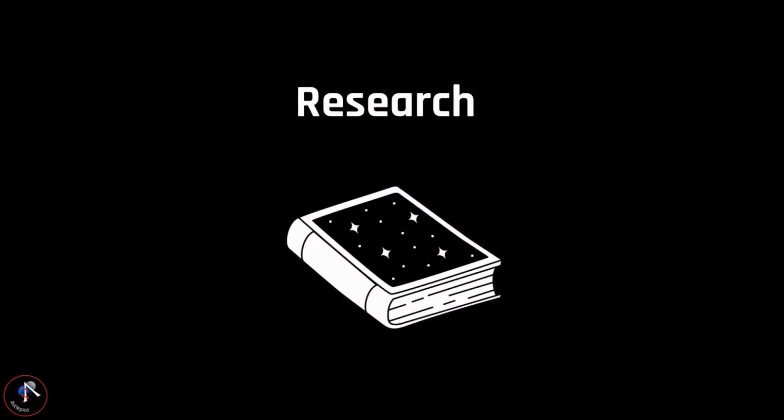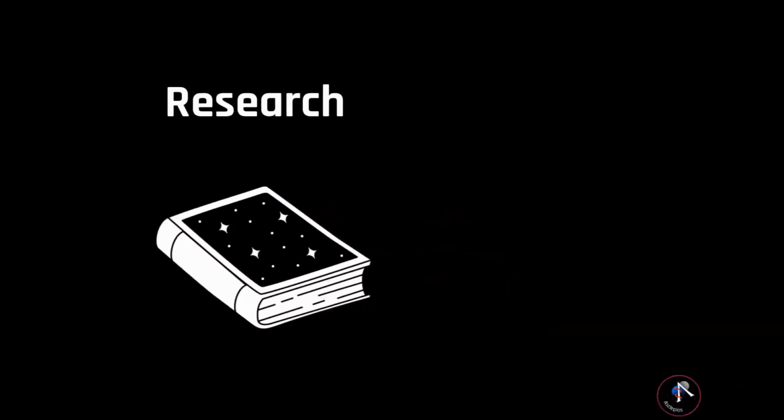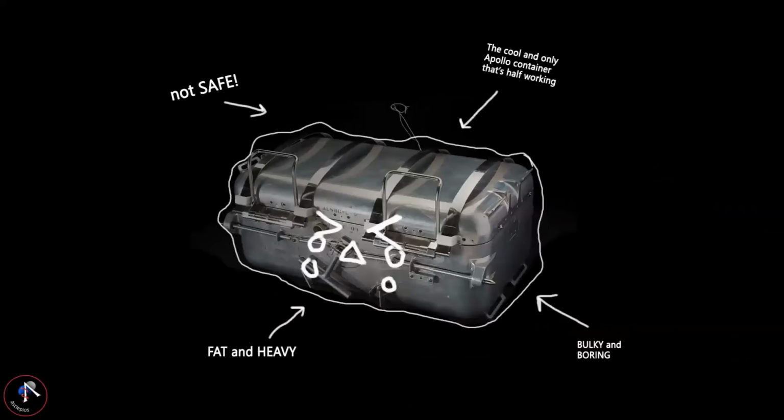So what better way to start researching than to look at what already exists? This is the container that went on Apollo. And as you can see, it looks a bit like an aluminium suitcase. It's rather bulky and it only uses aluminium as shielding.